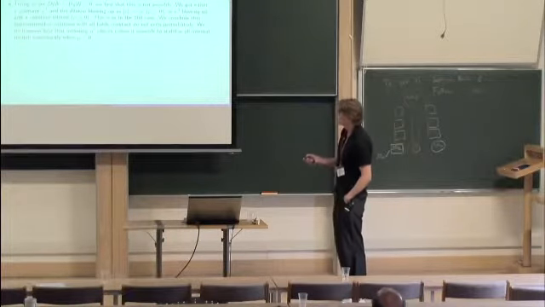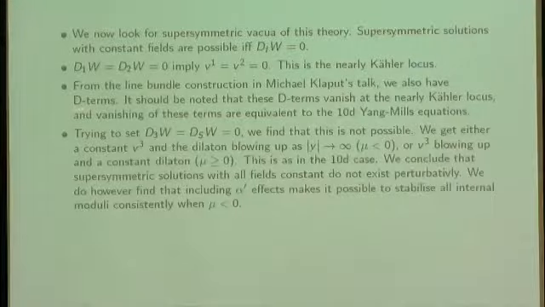Moving on, we tried again to set the covariant derivative with respect to the third Kähler modulus and the dilaton to 0. We find that this is in fact not possible. We get either a constant v3 and a dilaton blowing up as y goes to infinity away from the domain wall.